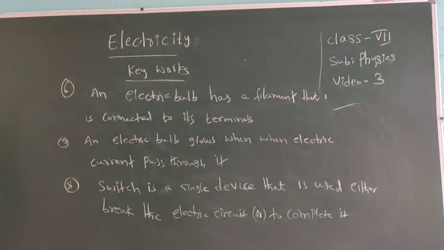The safety device used in an electric circuit is the fuse. 1 kilowatt hour equals 1000 watts. Next one, the wastage of electricity can be reduced by using FL tubes, fluorescent tube lights, in place of bulbs. Okay, these are the keywords from this lesson.